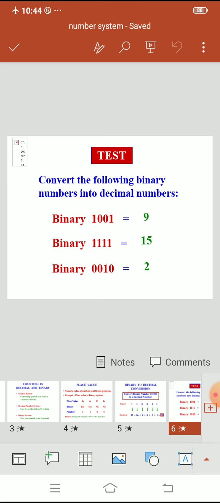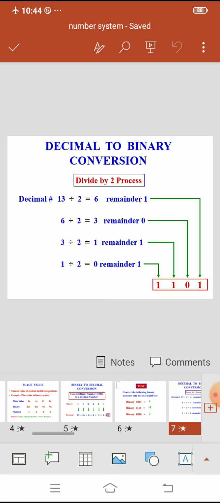Test process. Convert the following binary numbers into decimal numbers. Binary 1001 is 8 plus 1, equivalent to 9. Binary 1111 is equivalent to 15. Binary 0010 is equivalent to 2.